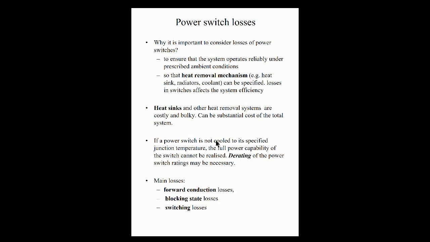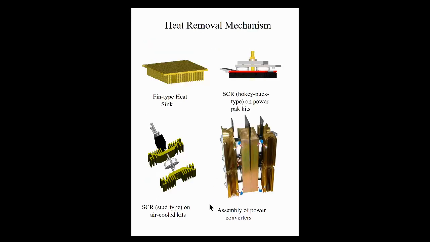And you'd have seen earlier on that the main losses in these devices are from these three factors: the forward conduction losses, the blocking state losses, and switching losses. These are the three main losses in your power switch. We would have looked at the profile of these switches and discussed them in detail.